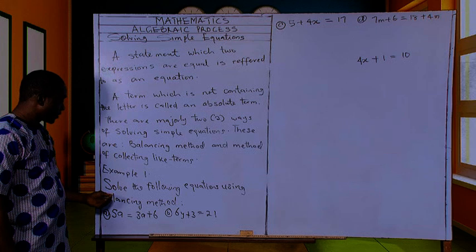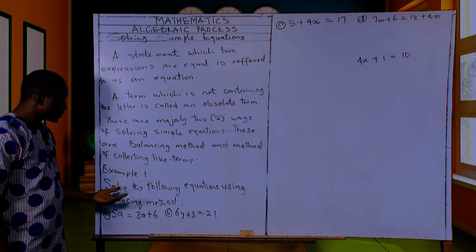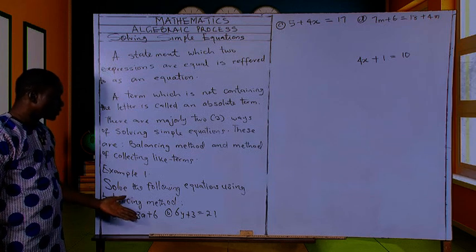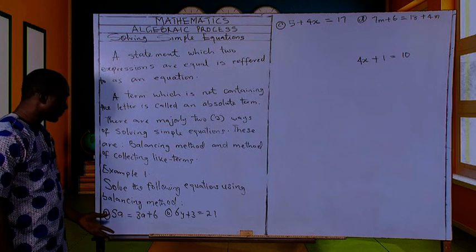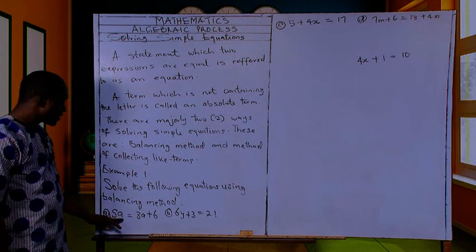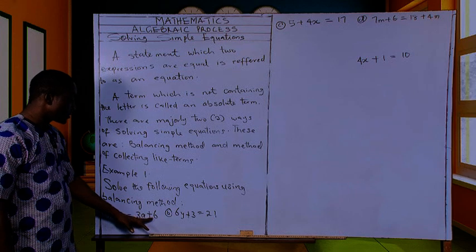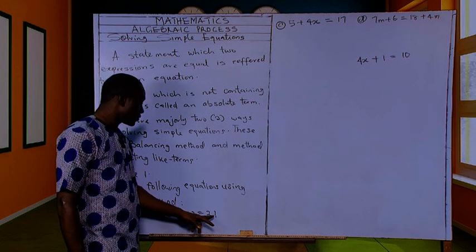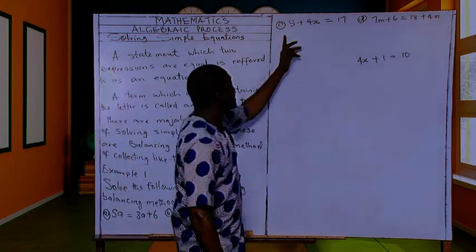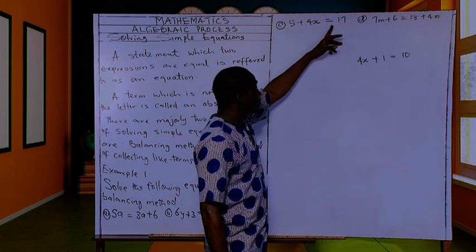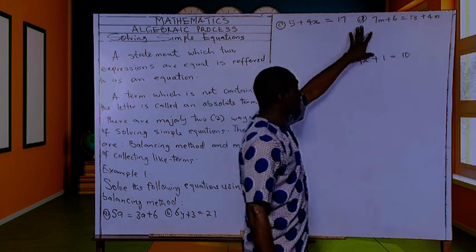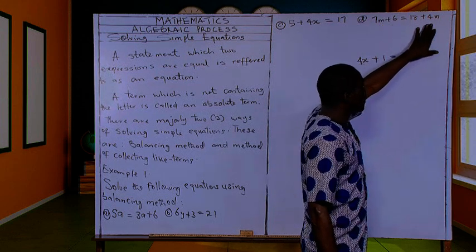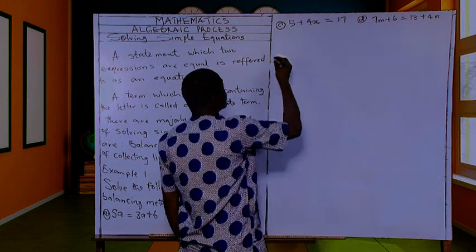Example 1. The question asks us to solve the following given simple equations using the balancing method. A: 5a equals 3a plus 6. B: 6y plus 3 equals 21. C: 5 plus 4x equals 17. And D: 7m plus 6 equals 18 plus 4m. Solution.